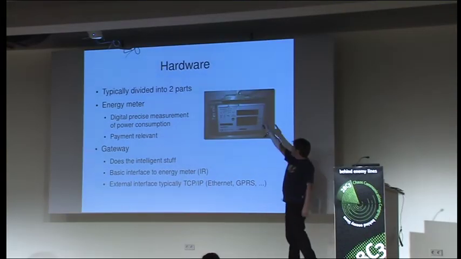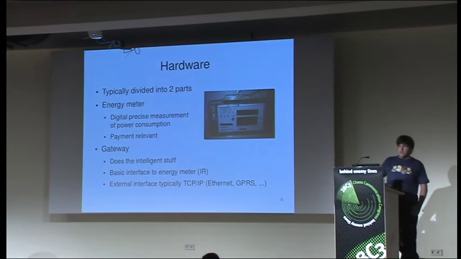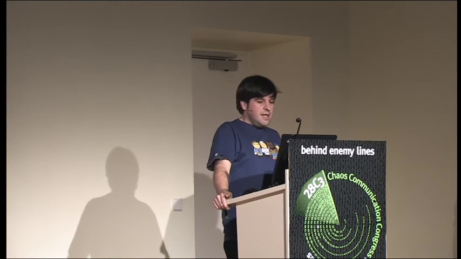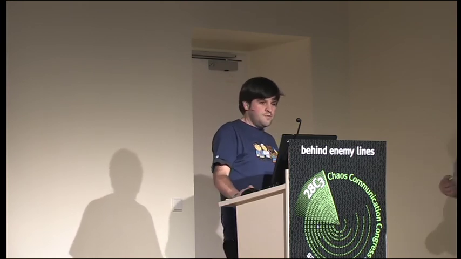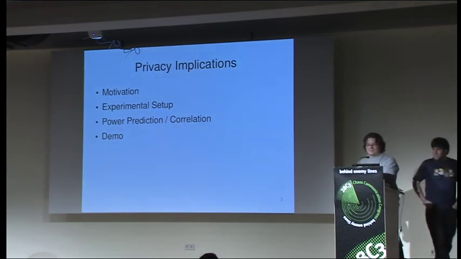And attached to this, you can see it here in the upper part, is a gateway. The gateway does the intelligent stuff. It can record the data. It has a communication interface to the smart meter, normally via infrared signals. And it has an external interface, TCP/IP, Ethernet or GPRS, depending on your local site. And it can transmit the data to any other party. So now let's switch and take a look at some privacy implications.